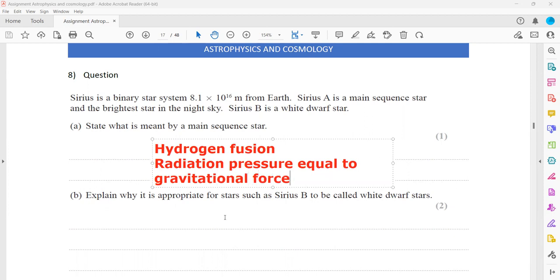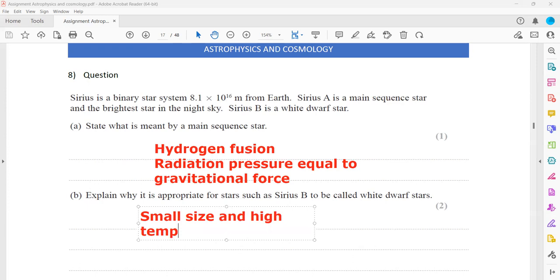Explain why it is appropriate for stars such as Sirius B to be called a white dwarf star. So why can we say it's a white dwarf? White dwarfs refers to stars which are usually smaller in size and have a high temperature. So the characteristics of a white dwarf are a small size and high temperature. That's why we call them white dwarfs.